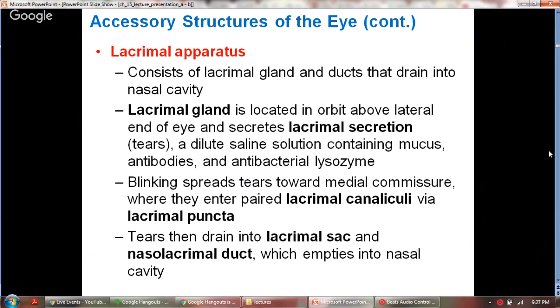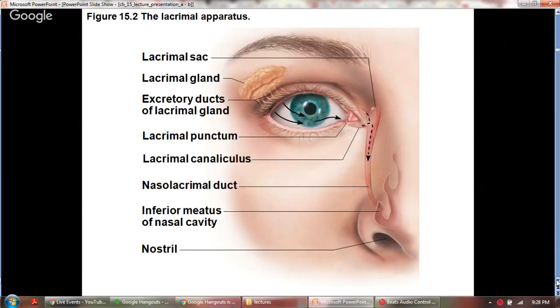The blinking spreads tears toward the medial commissure, and they enter the paired lacrimal canaliculi via the lacrimal puncta. And then the tears drain into the lacrimal sac and the nasolacrimal duct, which empties into the nasal cavity. So that's why, based on the anatomy, when you cry, sometimes your nose gets watery.